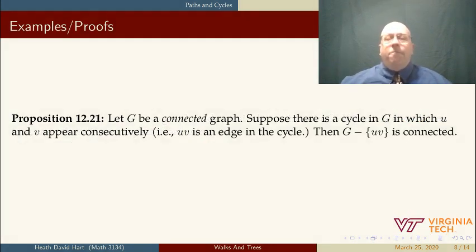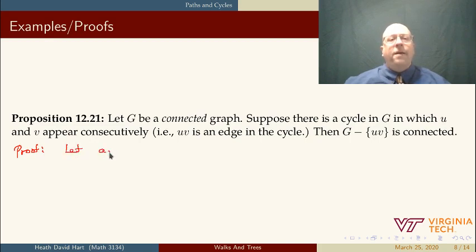Here's another theorem. Let G be a connected graph. Suppose that there is a cycle in G in which U and V appear consecutively. That is, UV is an edge in a cycle. Then if I delete that edge, the graph is still connected. So in order to be connected, we have to have a path from every vertex to every other vertex. So proof.